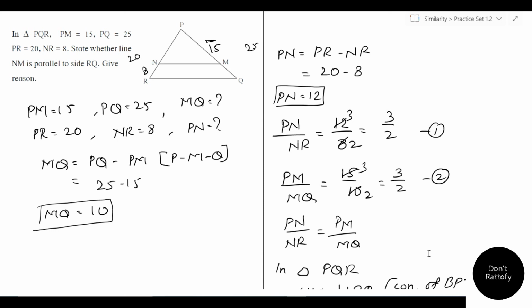I hope you have understood the basic proportionality theorem concept, the converse of it, and the two sums given. There are many sums in the textbook, and I hope you will go through them. If you have any doubt, you can drop it in the comment section. I will go through the comment section and I will answer your questions, whatever they are.